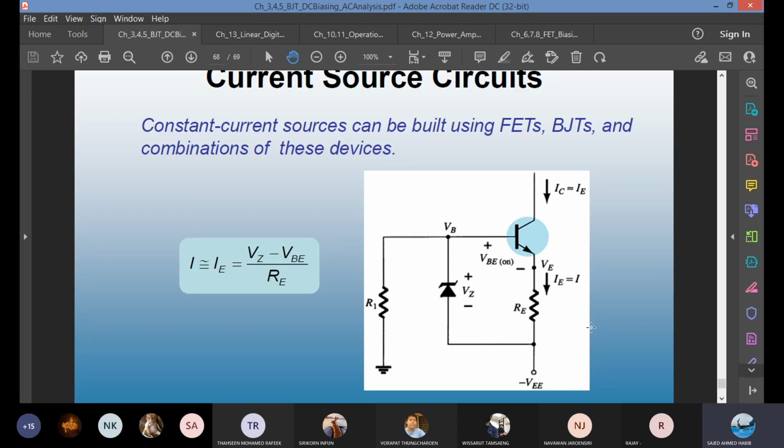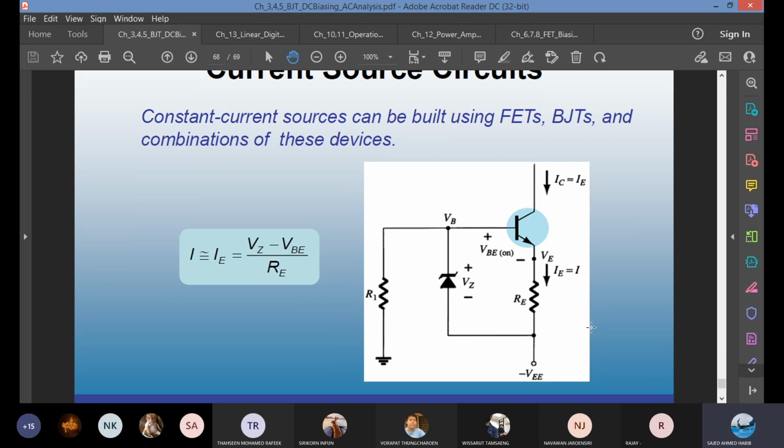You can create current source with BJT and a Zener diode. This is showing you one example. The total loop current is VZ minus VBE divided by RE. The Zener is fixed, VBE is fixed, therefore the current IE is fixed. When IC is approximately the same as IE, you have a fixed current source. We call it the constant current source.